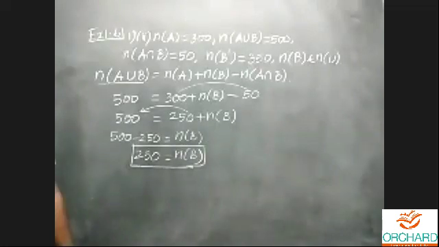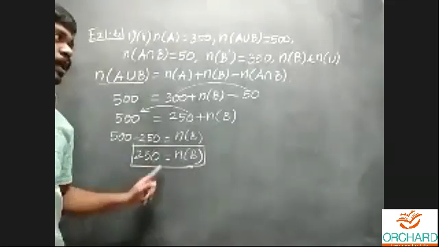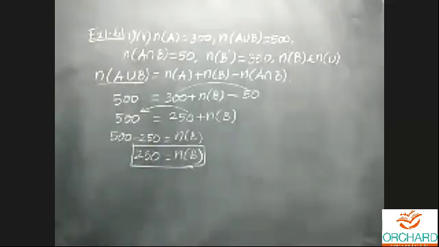We found the answer for the first one, N of B. For N of B, I can apply N of A union B is equal to N of A plus N of B minus N of A intersection B. Using this idea, I'll identify N of B.